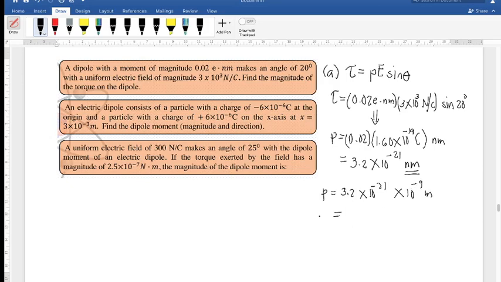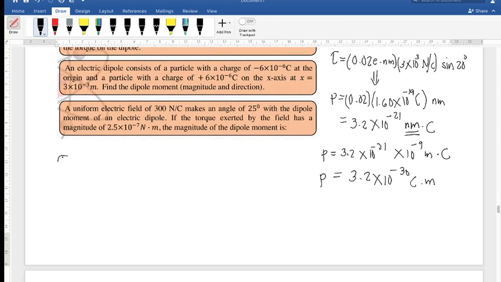So how much is the dipole moment? The units are coulomb times meter, and the factor is times 10 to the negative 9. So basically that is 3.2 times 10 to the negative 30 coulomb times meter. Then you can now proceed to the calculation of torque.